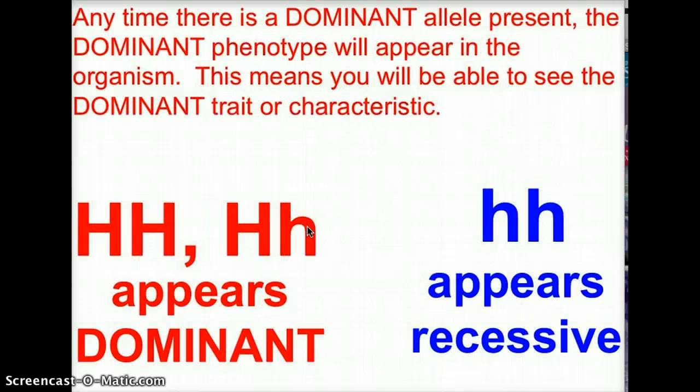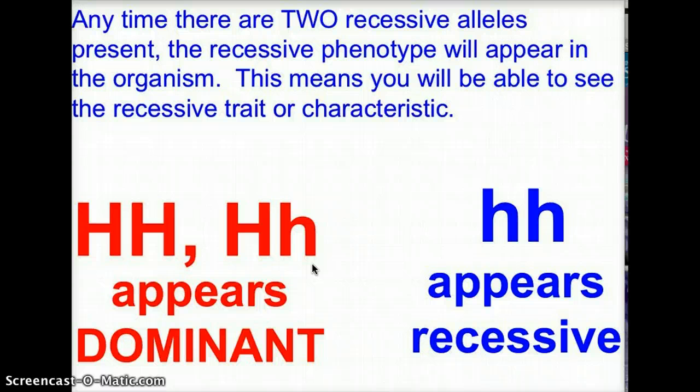Anytime there is a dominant allele present, the dominant phenotype will appear in the organism. This means you will be able to see the dominant trait or characteristic. Anytime there are two recessive alleles present, the recessive phenotype will appear in the organism. This means you will be able to see the recessive trait or characteristic.